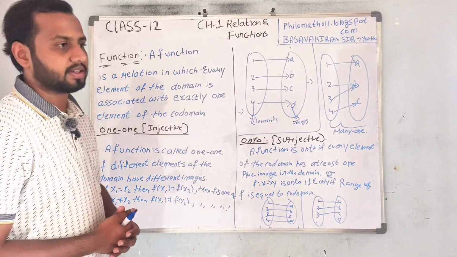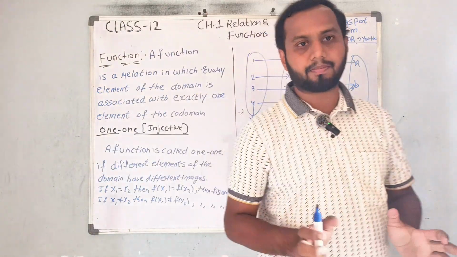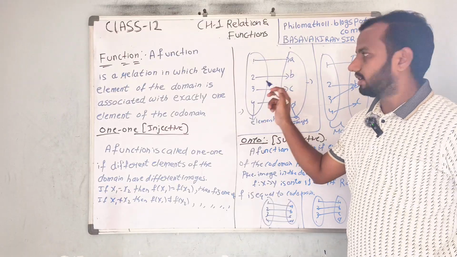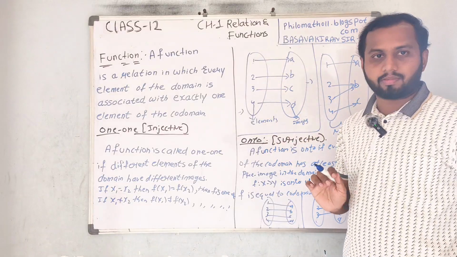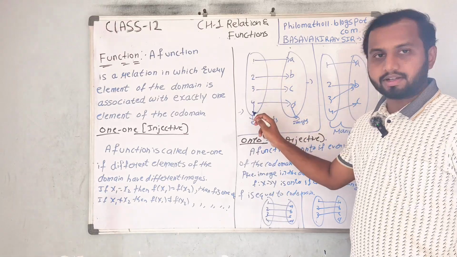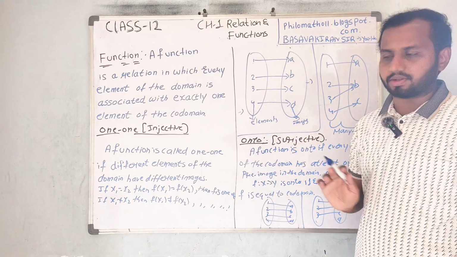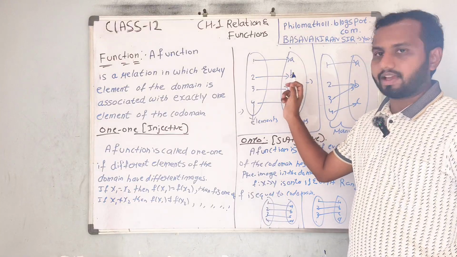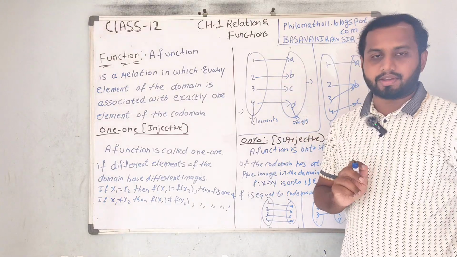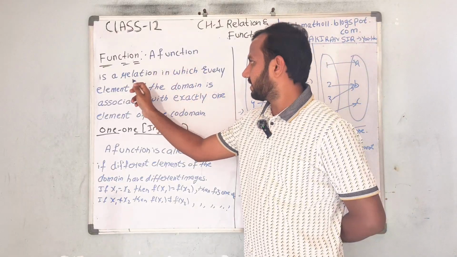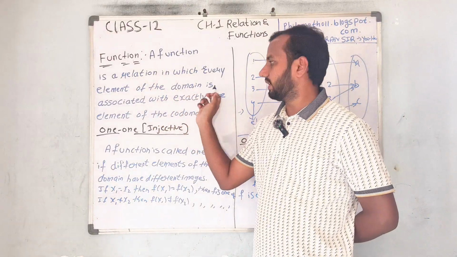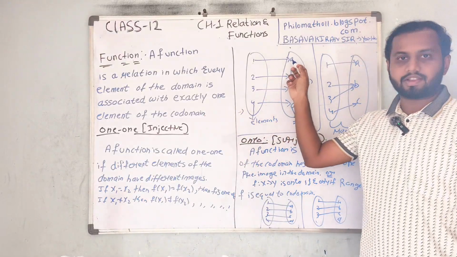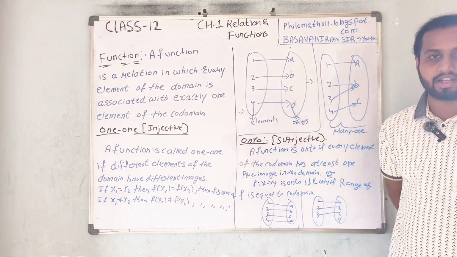Let us know about the function definition. This part we will call the domain, and this part the codomain, and these are the elements and these are the images. Make sure these are the elements, these are the images. Every element should be associated with exactly one image. The definition is: a function is a relation in which every element of the domain is associated with exactly one element of the codomain.